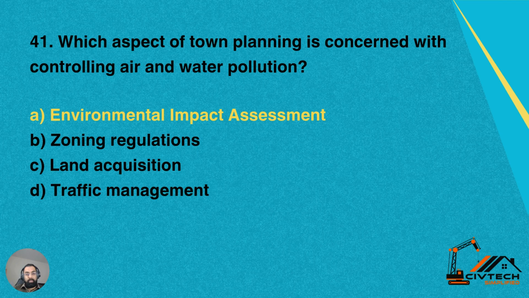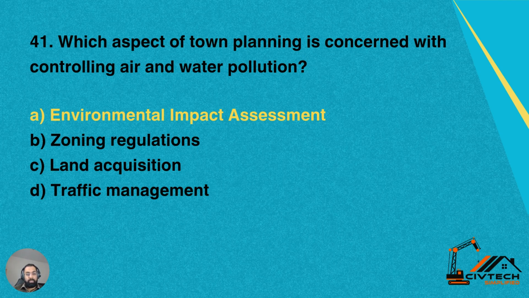Which aspect of town planning is concerned with controlling air and water pollution? Of course, air and water pollution comes under environmental impact assessment, as I discussed earlier. During the planning stage of any town, city, or municipal area, we do the environmental impact assessment, and we consider aspects like air pollution and water pollution during it. So option A is correct.